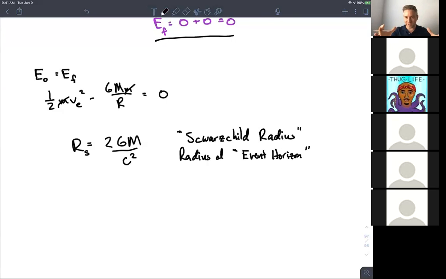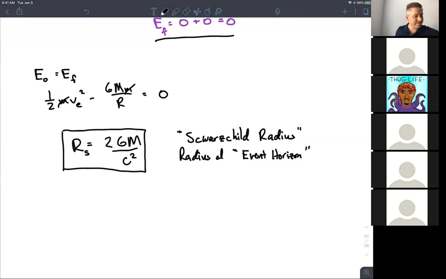So the event horizon is the outer radius of the black hole. If you go inside the event horizon, you cannot escape because your speed cannot exceed the speed of light due to special relativity, but the escape velocity is greater than the speed of light. Okay, so does that make sense? All right, so this is the Schwarzschild radius. This is the effective size of the black hole.